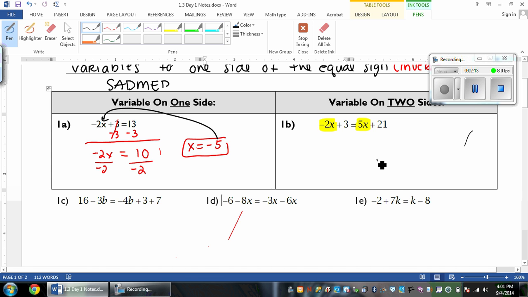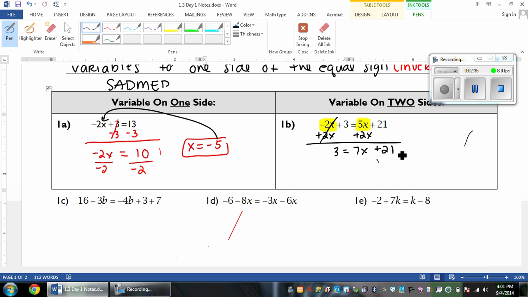Well, in order to do that, we're going to add 2x to both sides. It's the opposite. Okay, I'm going to draw the line. Negative 2x plus 2x is 0. Drops down to 3 equals 5x plus 2x is 7x. Drop down the plus 21. If you notice, it turns into a problem that we've already done. Now it's just an equation with variables on one side.